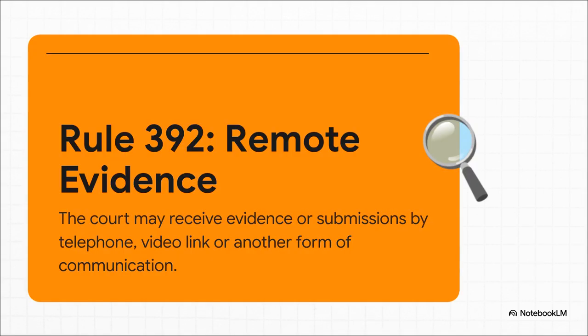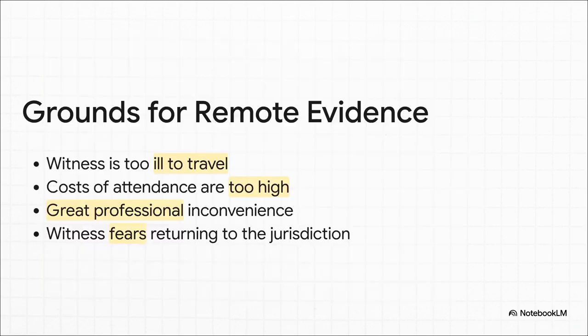Next up is Rule 392, and this one has become so important in modern law. This is the rule that opens the door to technology. It lets the court hear from a witness who isn't physically there, using tools like video links or even just the phone. But you can't just ask for a video link because it's convenient. The court needs a good reason. You'll have to show something serious, like the witness is too sick to travel, or the cost of flying them in is just astronomical. Or maybe it's a massive disruption to their profession, or, in some cases, the witness is genuinely afraid to come back to the jurisdiction.